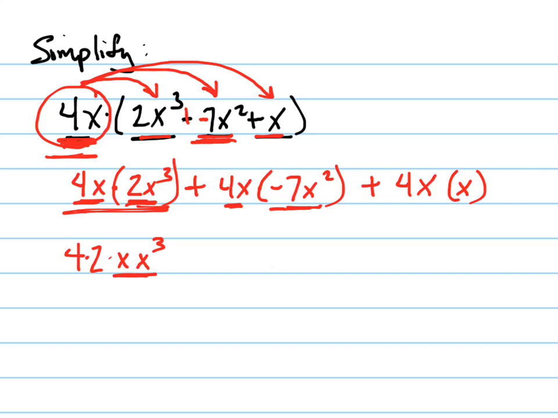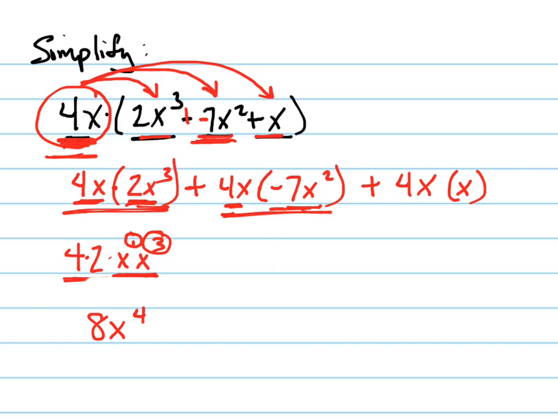And how many x's in total do I have that are multiplying together? I have 4. So what would I have done with these two exponents? I add them together. So that's x to the 4th. And what do I do with the 4 and the 2? I multiply them. And so my first term is 8x to the 4th. Let's do the same thing with this right here.